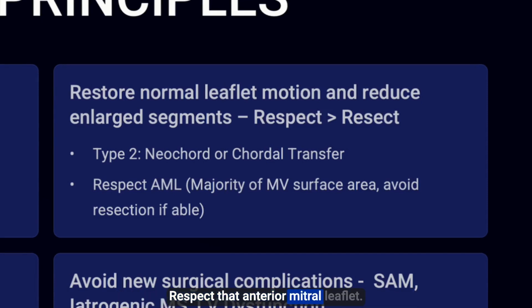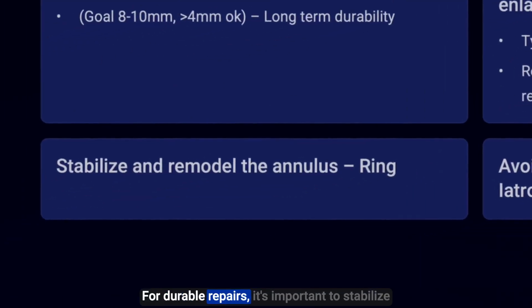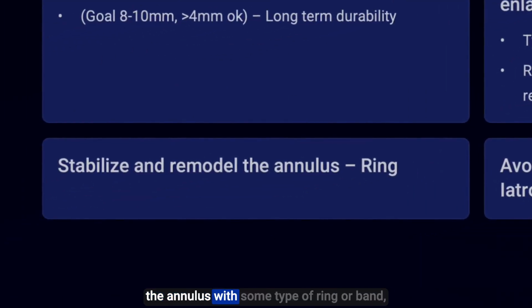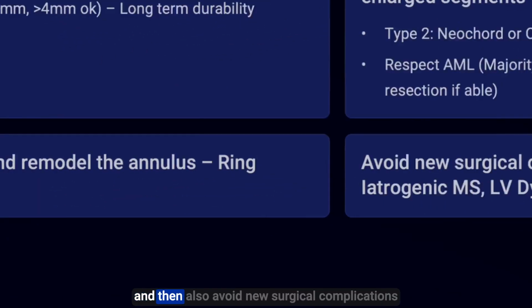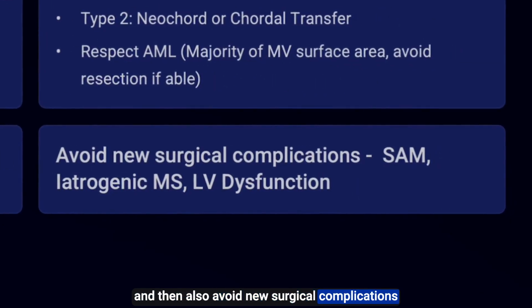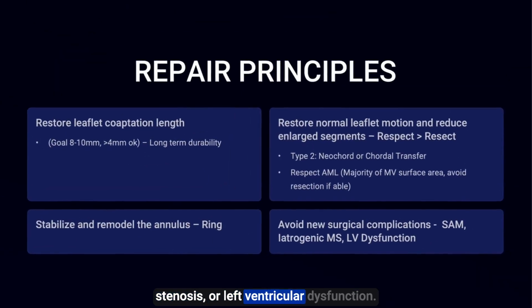Respect that anterior mitral leaflet. Do not perform major resections on that anterior mitral leaflet, as it needs to make up the majority of the mitral valve surface area to function correctly. For durable repairs, it's important to stabilize the annulus with some type of ring or band, and then also avoid new surgical complications to the valve, such as SAM, iatrogenic mitral stenosis, or left ventricular dysfunction.